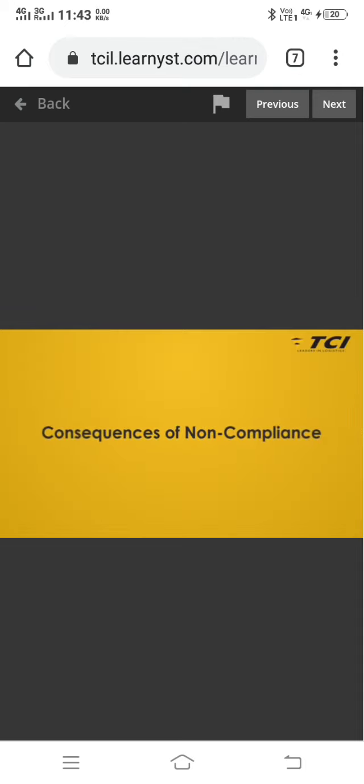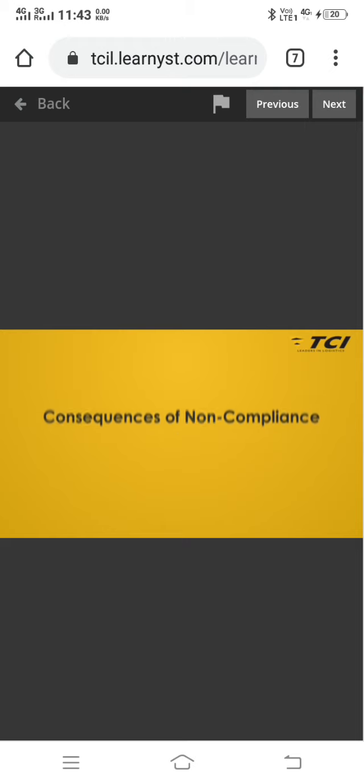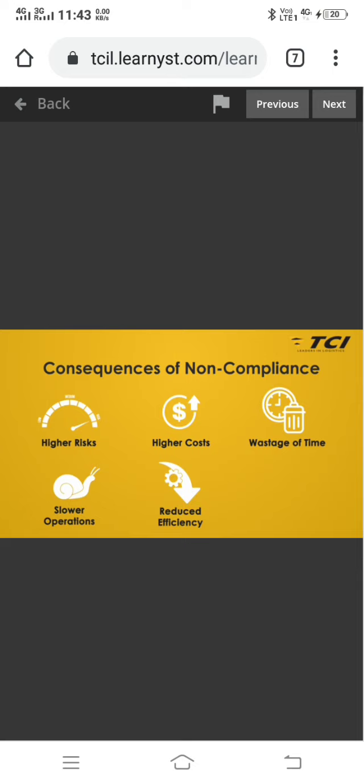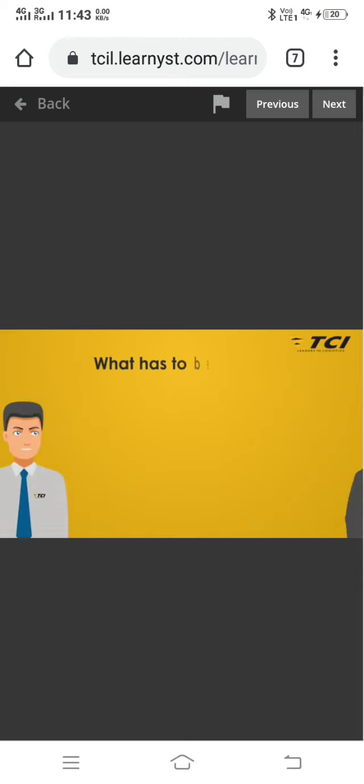Before we understand how we shall perform various types of compliance, we should know the consequences of non-compliance. Non-compliance leads to higher risks, higher costs, wastage of time, slower operations, reduced efficiency, and legal penalty, imprisonment. Oh my god, that's troublesome. Though it looks troublesome, it is not tough at all.